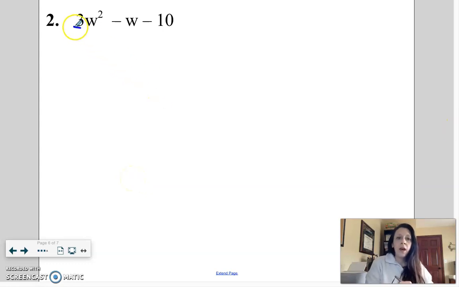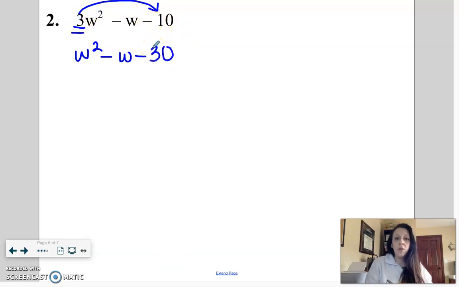So again, if I have a number in the front that's bigger than 1, I need to do slip and slide. So slip the 3 to the end. And we're going to be super careful because we do have negatives. So 3 times -10 would be -30. I think I'm also going to put a 1 in here in the middle so I don't get confused about what that is. Okay, factor. So I want to know what times what equals -30 that adds up to -1.